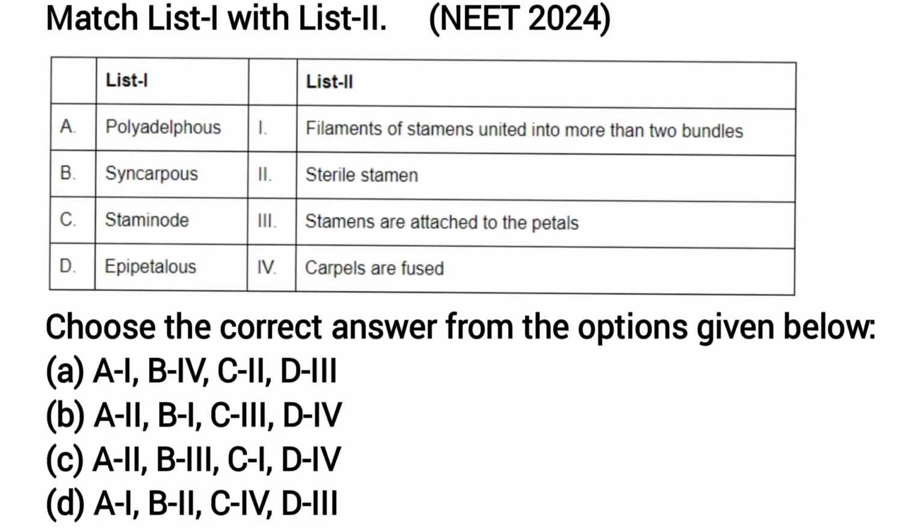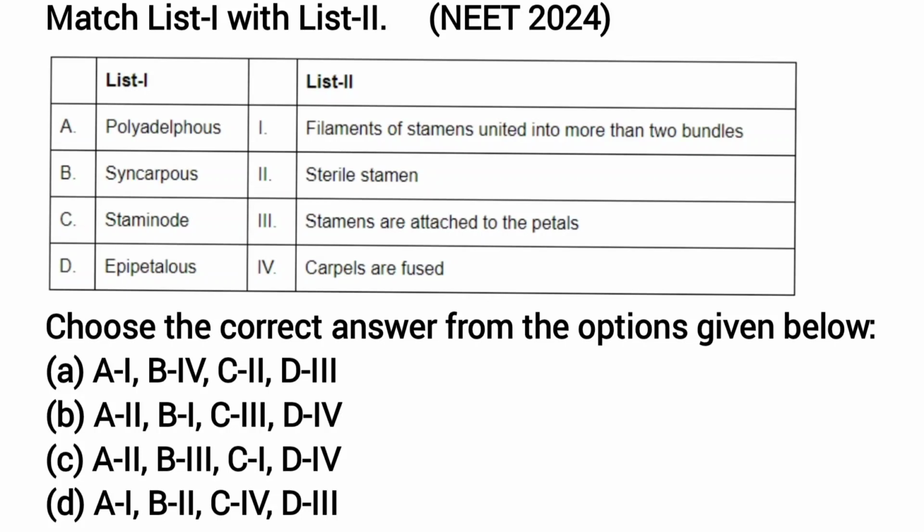We'll move on to the next question, that is match list 1 with list 2. In list 1, different conditions are given, and in list 2, the meaning of it is given. You have to match that. It's an easy and direct question. In list 1, that is A, polydelphous. You know that polydelphous is a condition where the stamens are united into more than 2 bundles, and it corresponds with option A or the first one in list 2. So A1 is given in options A and D.